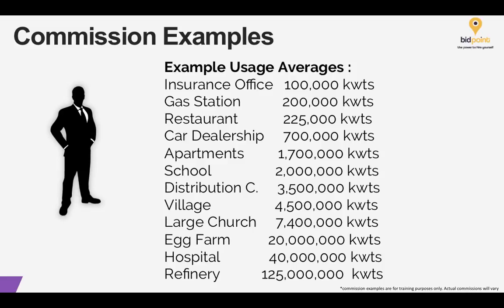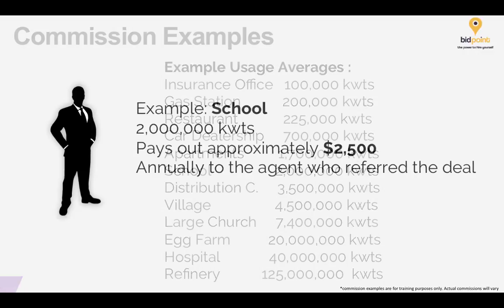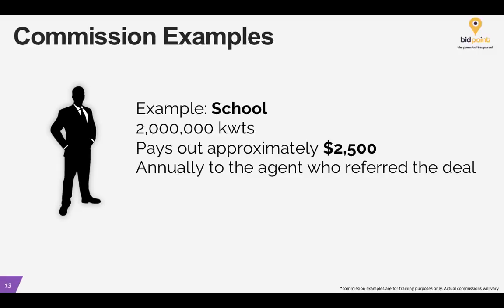These are some of the averages of energy usage of facilities that happen to be out there, such as insurance offices, small gas stations, mom and pop restaurants, car dealerships, apartments, schools, distribution centers, villages, large churches, egg farms, hospitality, refineries. I've seen all of these with my own eyes. Okay, so they're very good. If I was to point out a few, you can see the potential we have here.